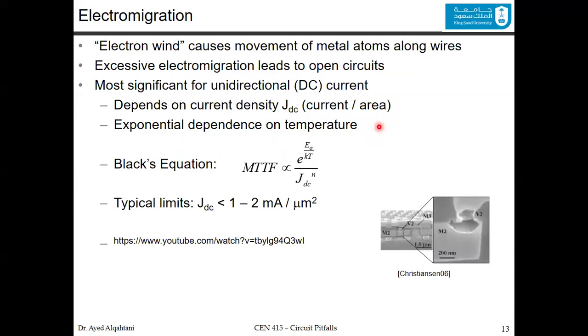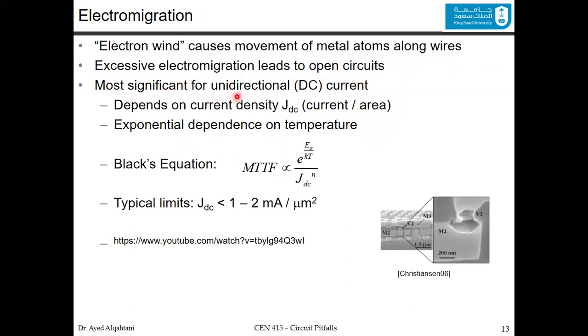The electromigration is the reason for open circuits over time. We call it electron wind, which causes the movement of the metal atoms. The metal atoms themselves are moving along the wire. And as they move with time, we're talking about years sometimes, they start causing an open circuit. So excessive electromigration leads to open circuit.